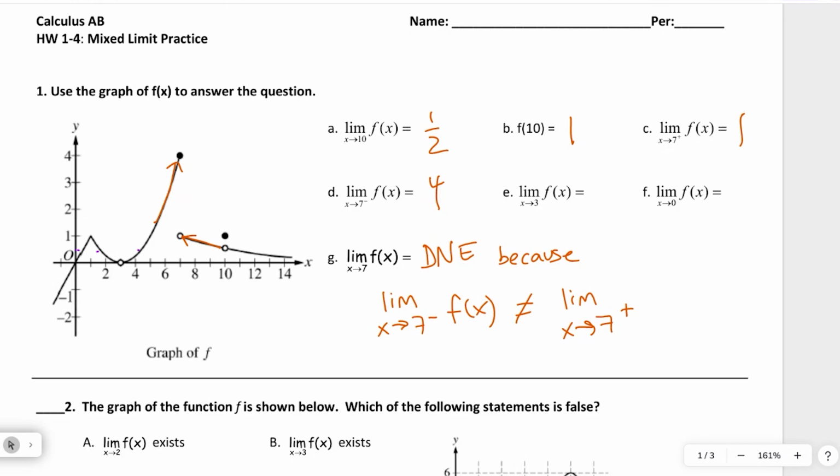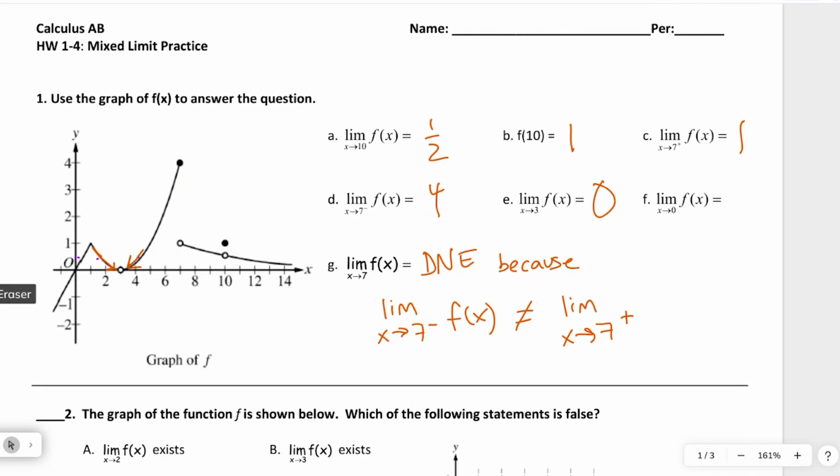E says, what's the limit as x approaches 3? This is going to be similar to where x is 10. We can see whether we're approaching 3 from the left or the right, the y value is getting closer and closer to 0, even though we never actually get there. There's a little hole there, but that's okay. Remember that limits don't really care what the value of the function is at that point, just what the value is approaching.